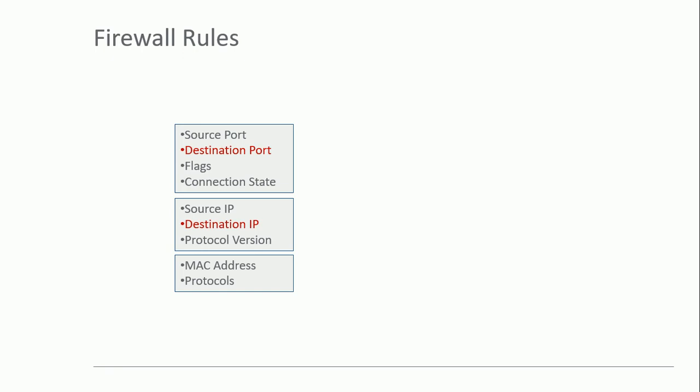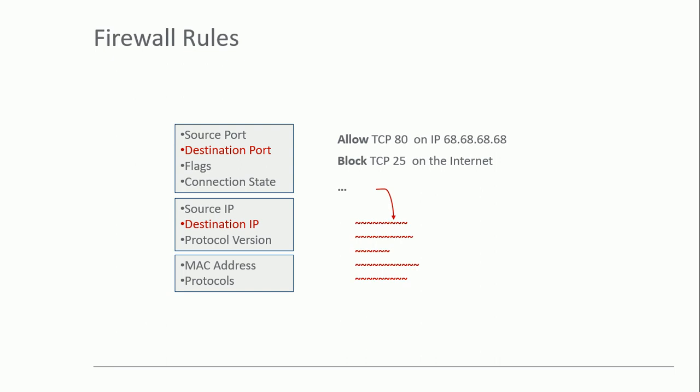So it has access to all of these different headers. It has access to the segment, the packet, and the frame, and it can use that information. For example, we could allow TCP on port 80 to a certain IP address, or we can block port 25 going out to the internet, right? And we can build all these rule sets and parse them in some order and make decisions about what we do with traffic.